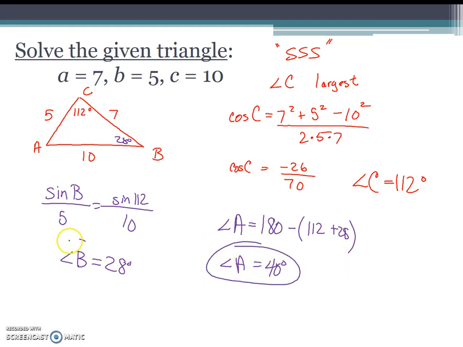And that is how you use the law of cosines to solve an SSS oblique triangle.